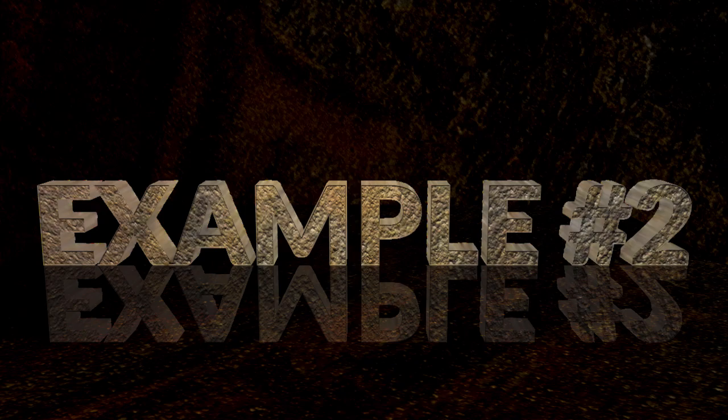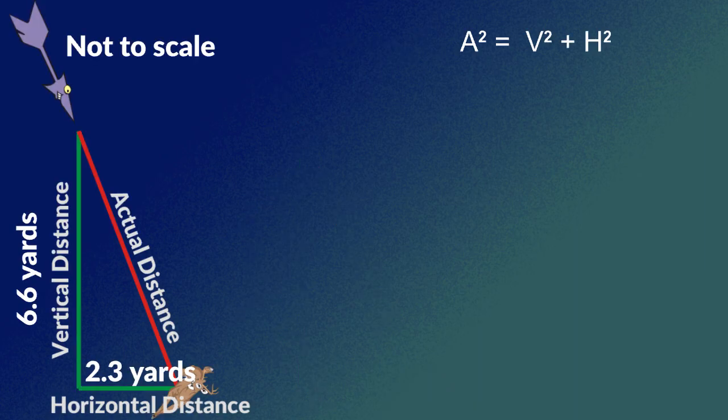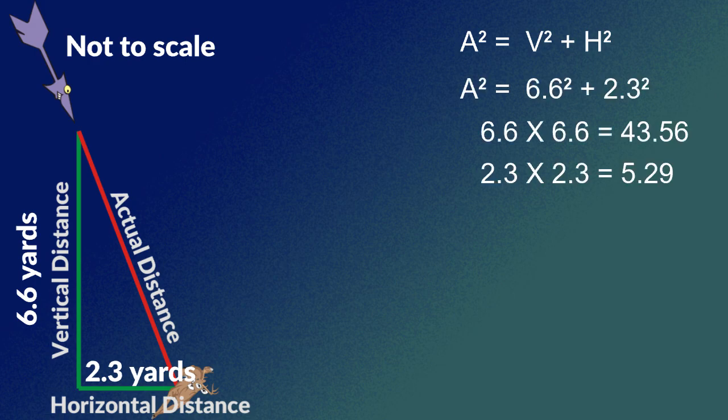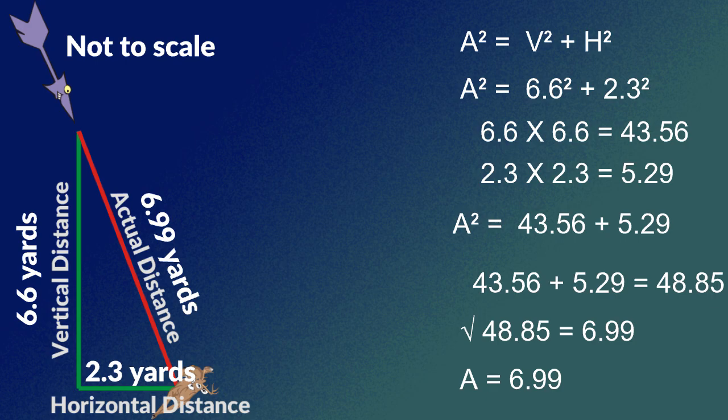Looking at another example, you're up a tree 6.6 yards. The deer is 2.3 yards away from the base of the tree. What's the actual distance of your shot? Rearranging the formula to a squared equals v squared plus h squared, a squared equals 6.6 squared plus 2.3 squared. a squared equals 43.56 plus 5.29. a squared equals 48.85. The square root of 48.85 equals 6.99, so a equals 6.99.